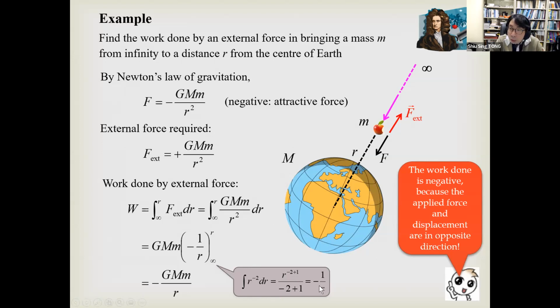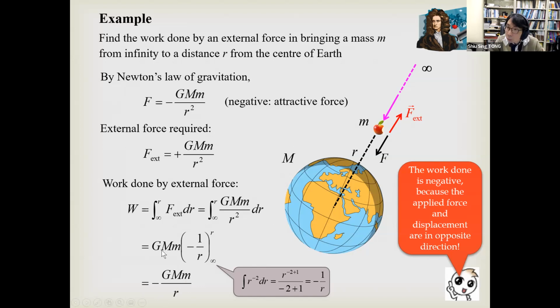And when this 1 over r is evaluated at infinity, r equal to infinity, 1 over r becomes 0. So we do not have the lower limit. The lower limit contributes 0. We only have the upper limit, which is just minus 1 over r. And so the result is minus GMm over r.